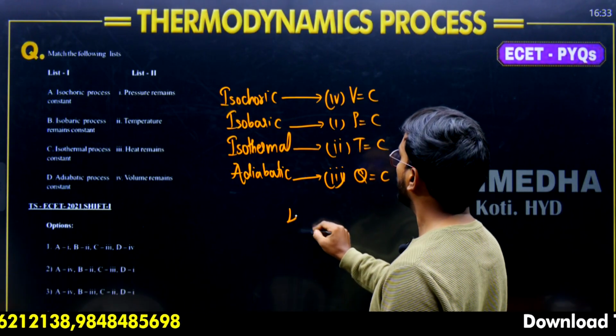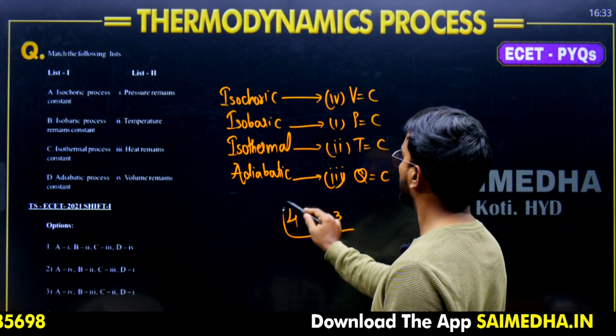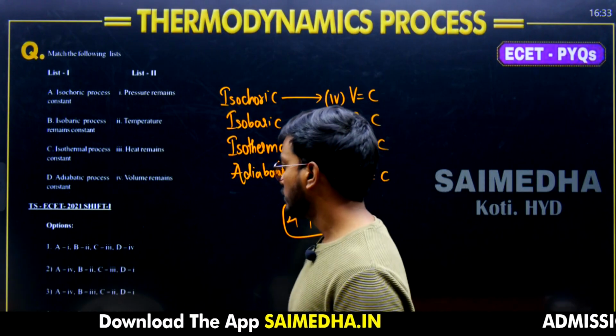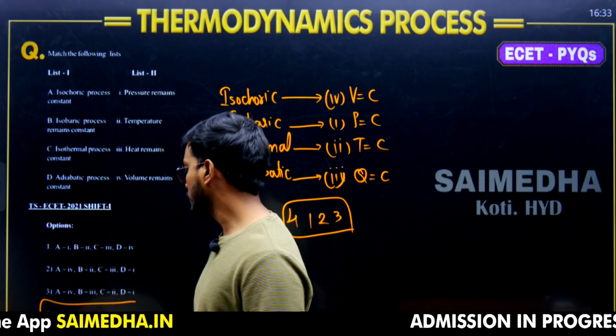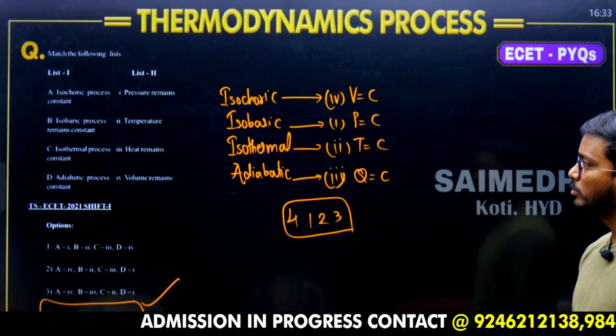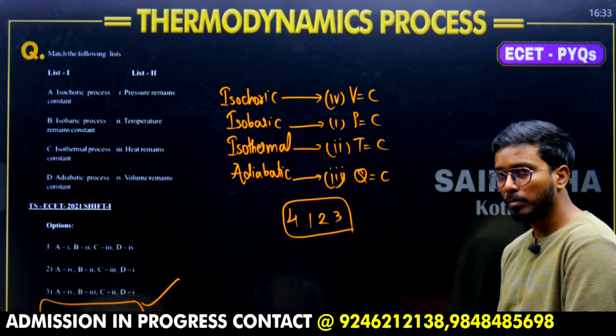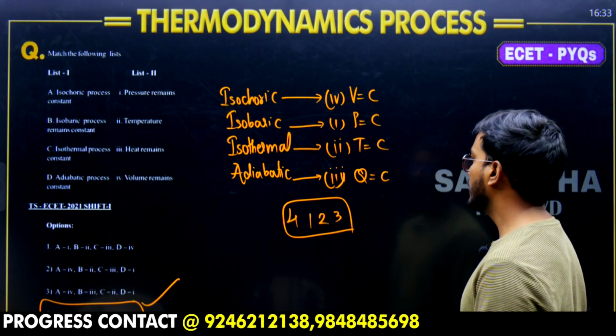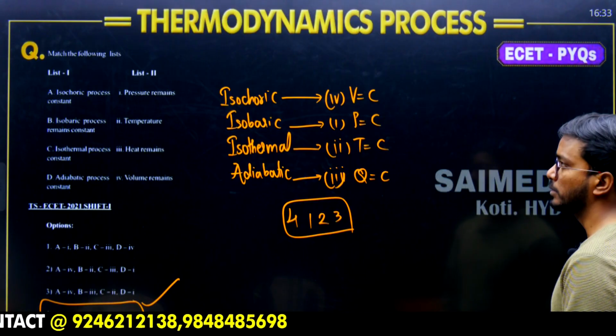So what is the correct answer? 4, 1, 2, 3. This is going to be the correct answer, which is given in option number 4. Go through it: isochoric, volume constant; isobaric, pressure constant; isothermal, temperature constant; and adiabatic, heat constant.